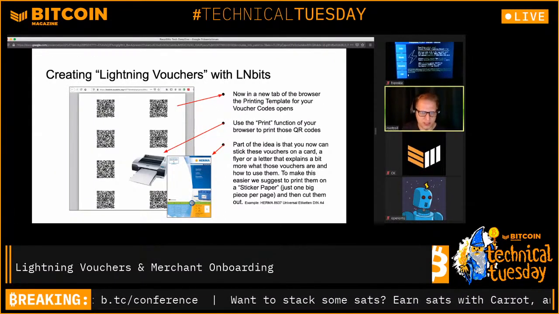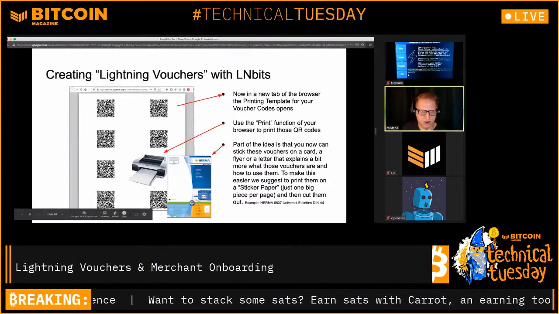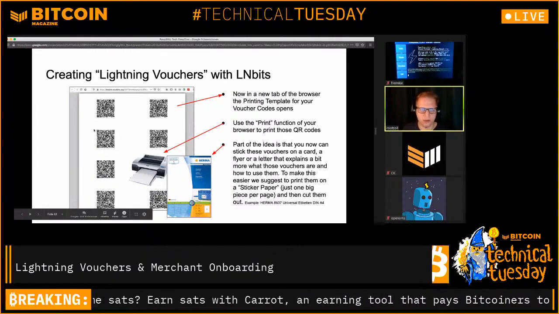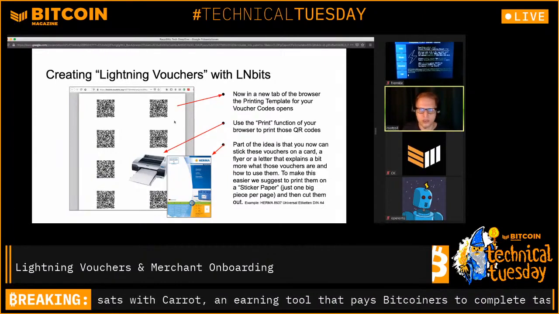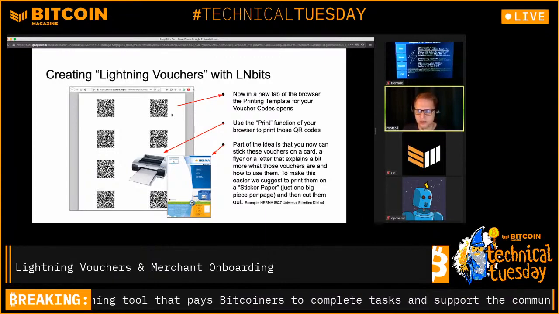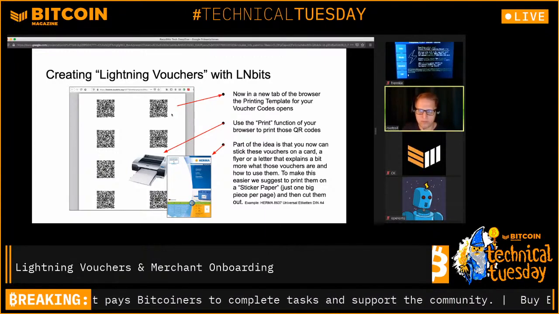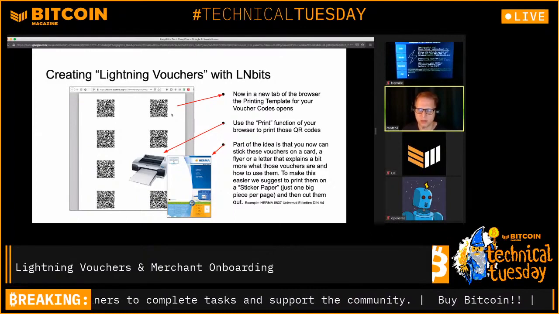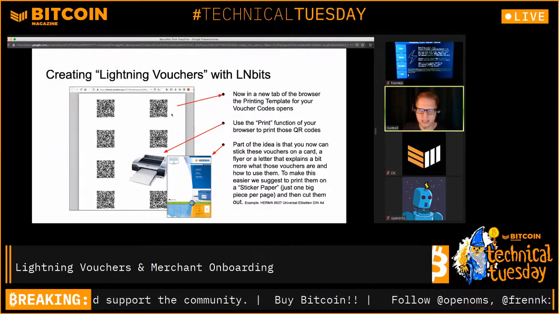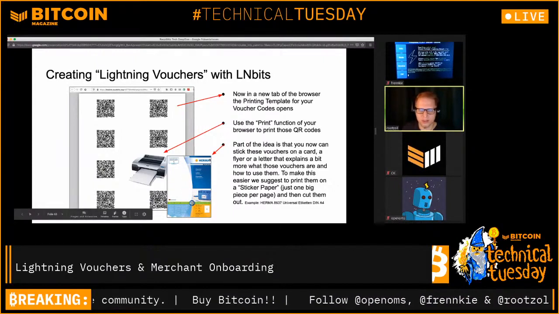In this tab now you can see there are my voucher codes, already placed on a sheet. And what I do now is I go to the print function of my browser and I print those vouchers out. Because the idea is that you maybe want to stick them on something more complex, so we'll show you. There's the idea to maybe print them directly on some sticker paper.